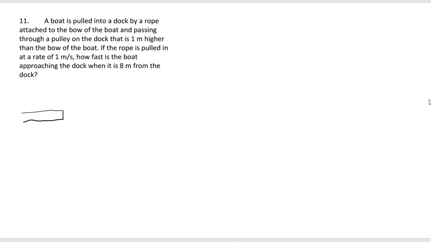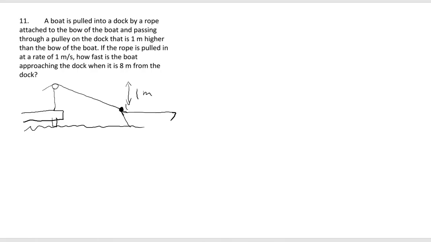Okay, so here's the picture. Here's the dock, and here's the water, and there's a boat, and here's the bow. There's a pulley which is up here, and there's a rope tied to here. And this height difference is 1 meter. And this rope is being pulled at 1 meter per second, so this is actually changing. The length of this is changing at the speed of 1 meter per second.